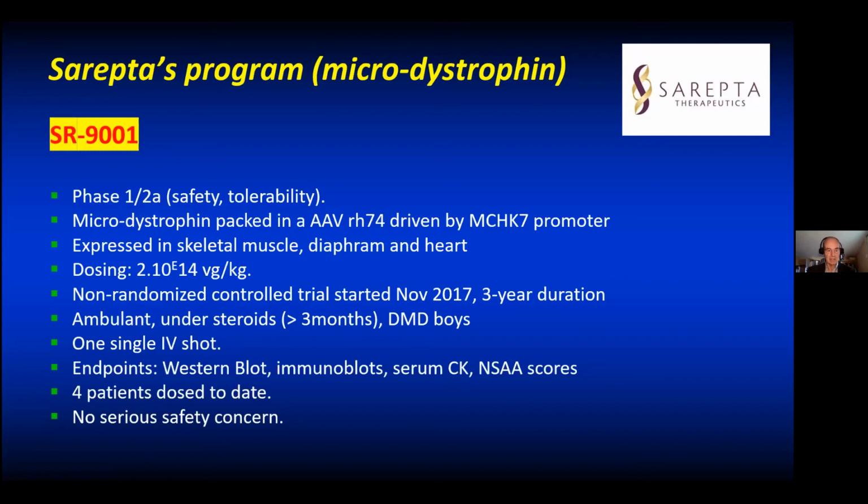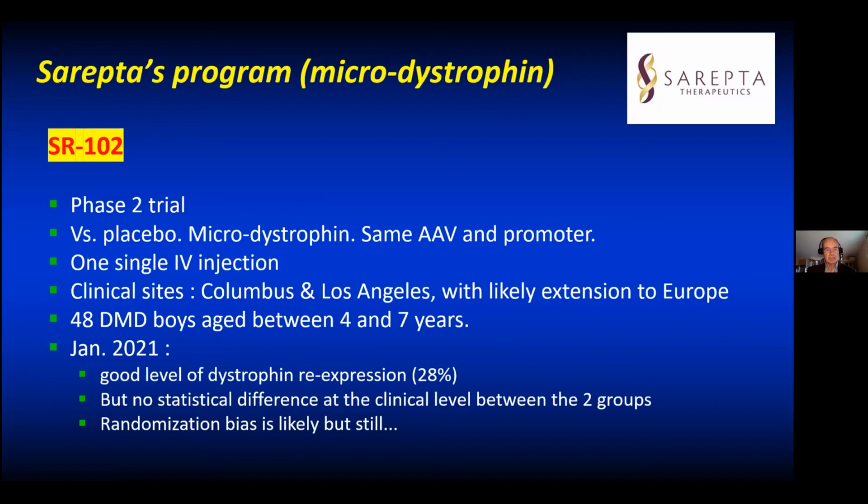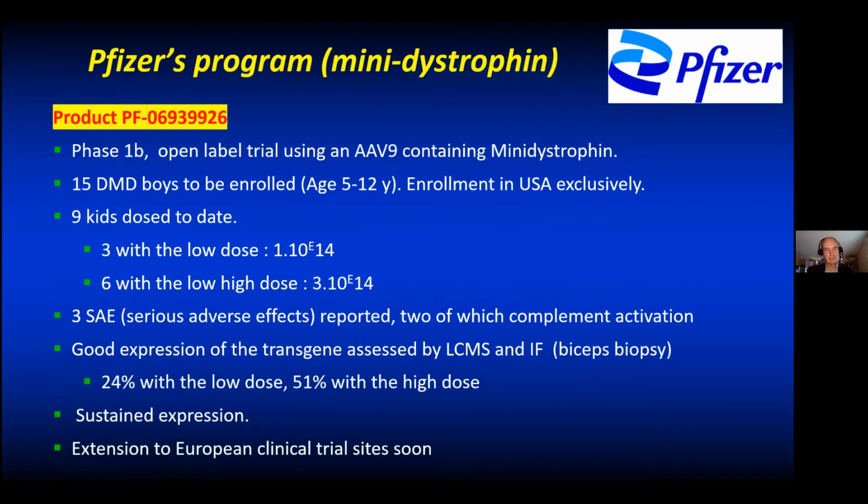The original pivotal trial was exciting and promising. The second one as well. But in January this year, in this phase 2 trial, the clinical outcome was a little bit disappointing, and that's why they have to revise the clinical protocol. Anyway, that's the Pfizer program. Again, it's a limited number of kids being dosed that way, but it's also looking promising. It's not a micro dystrophin here, but a mini dystrophin, which is a bit larger version. And they are also having some serious effects with the immune response to the vector.